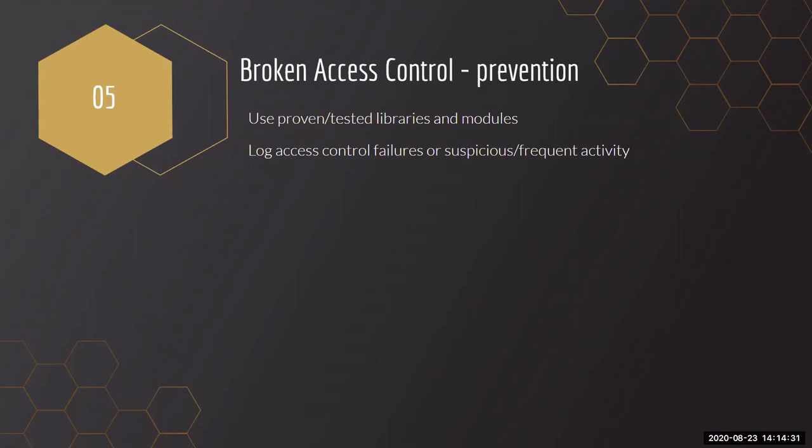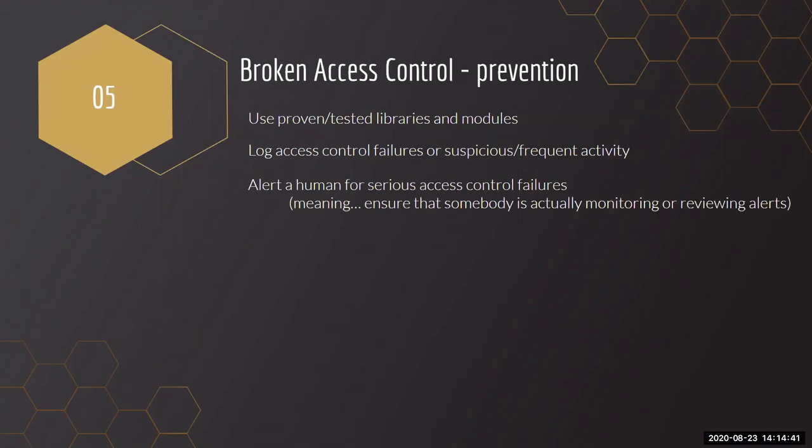You also want to log access control failures or suspicious or frequent activity. That's important just so that you can know when your app is being attacked. And don't forget to alert an actual human for serious access control failures. So make sure that somebody is actually monitoring or reviewing the alerts if you're logging them. If nobody ever looks at them, that's bad. You can't respond to what you don't know about.